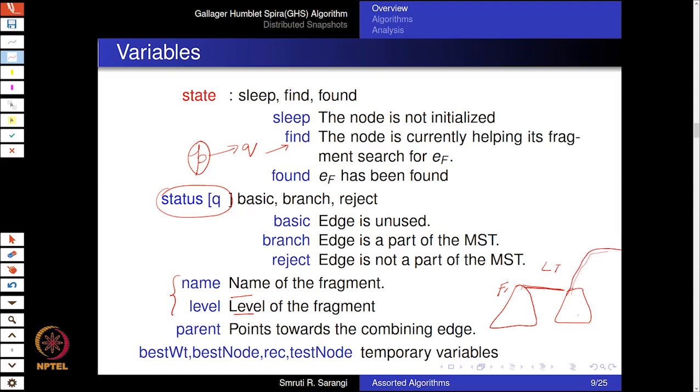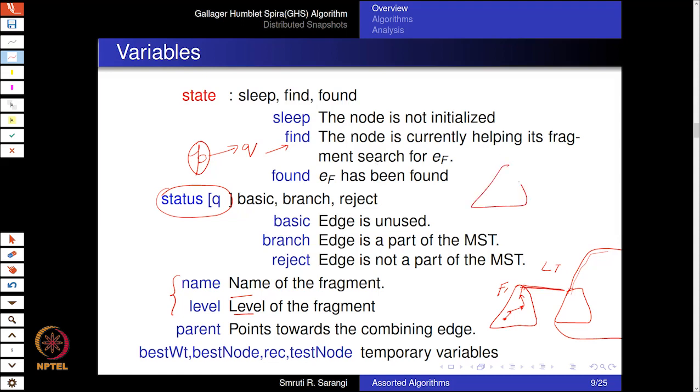In this case, if this is a much bigger fragment, every node over here will basically point to some other node, which points to some other node, which will ultimately take it towards the combining edge. So every node will point towards the combining edge. These are essentially parent pointers which take us towards what is called the combining edge.